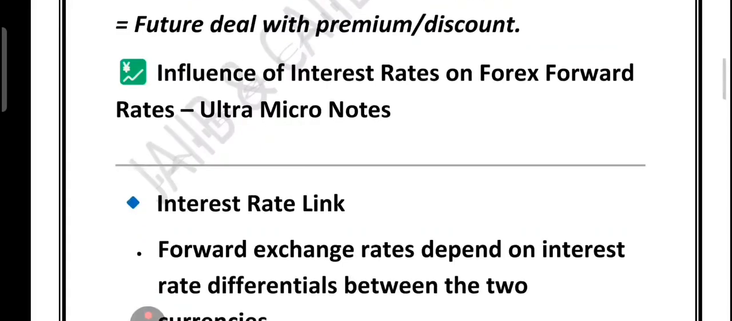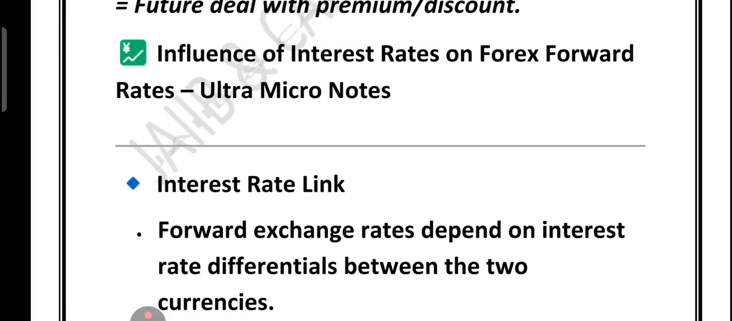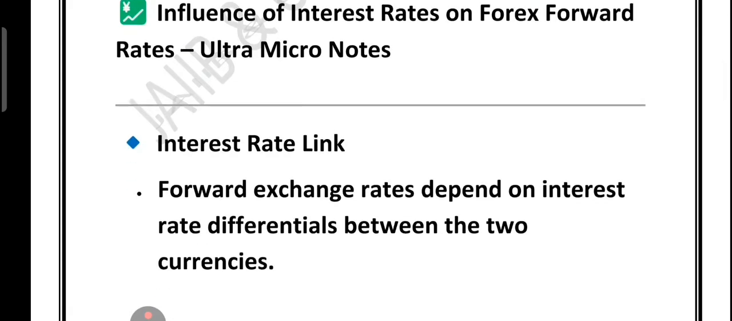Now if we talk about the influence of interest rate on the forex forward rate, let's understand this. Very important: the interest rate link. The forward exchange rate between two currencies is not random. It is mainly driven by the difference in interest rate of the two countries involved. Very important thing, that the forward exchange rate between two currencies is not random, rather it is driven by the difference in interest rate.